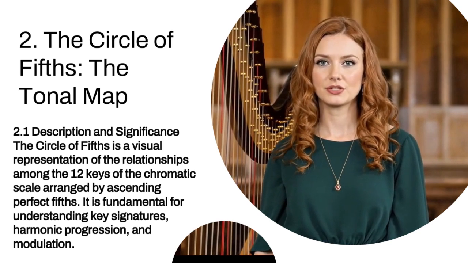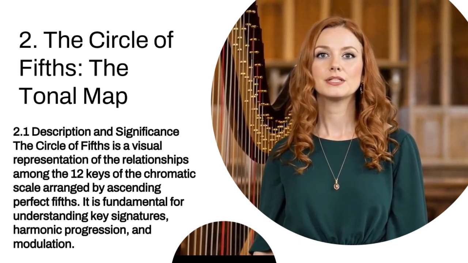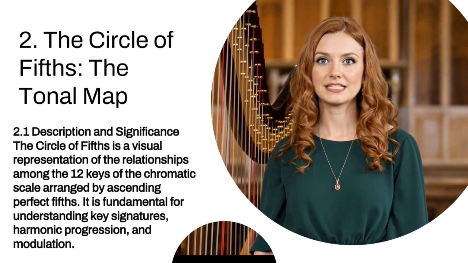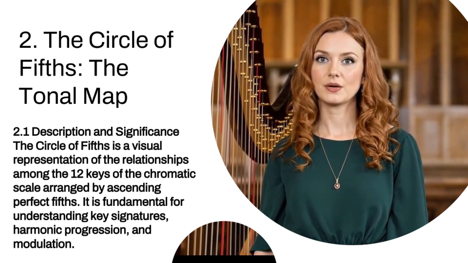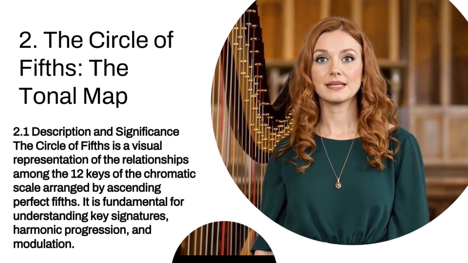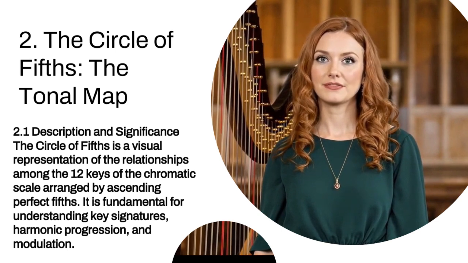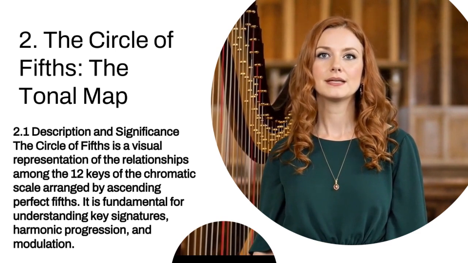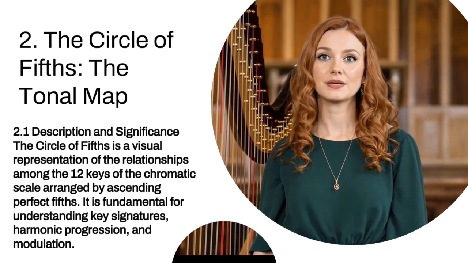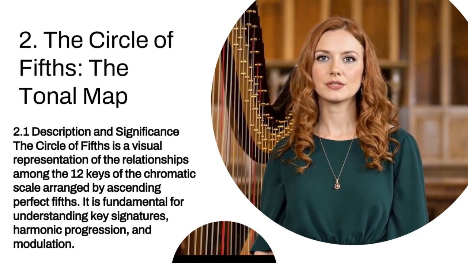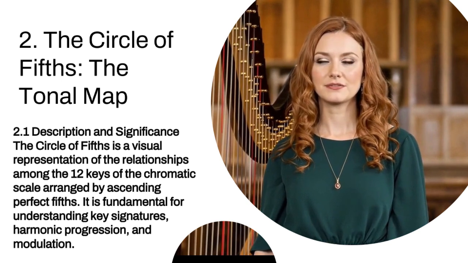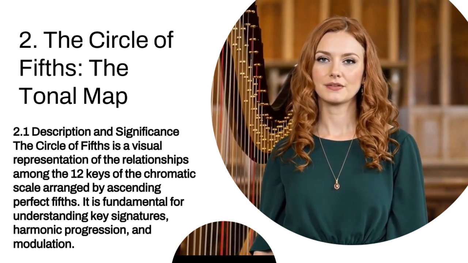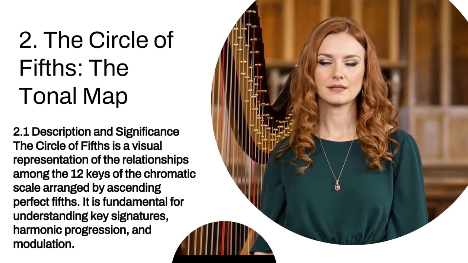2.2. Structure of the circle. Moving clockwise around the circle adds sharps to key signatures. Moving counterclockwise adds flats. Each step corresponds to a perfect fifth interval, e.g. C to G. Enharmonic keys, keys that sound the same but are spelled differently, e.g. F sharp and G flat, appear at the edges of the circle, reflecting the limits of common key signatures.